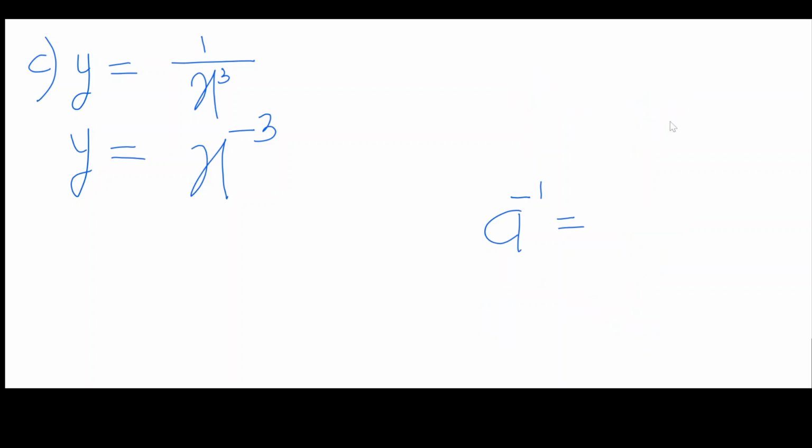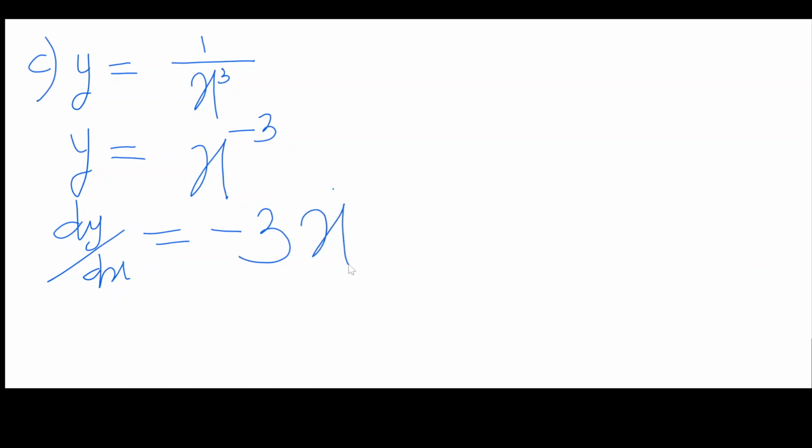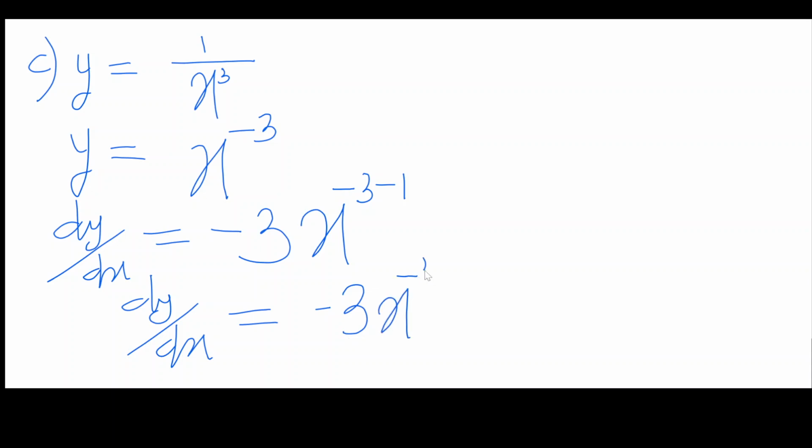Now let's progress. So dy/dx is going to be equal to, we multiply the power by the coefficient, which is negative 3, then x to the power of negative 3, then minus 1. Don't forget, we subtract the power by 1. So dy/dx in this case becomes negative 3x to the power of negative 4. And this is the final answer.